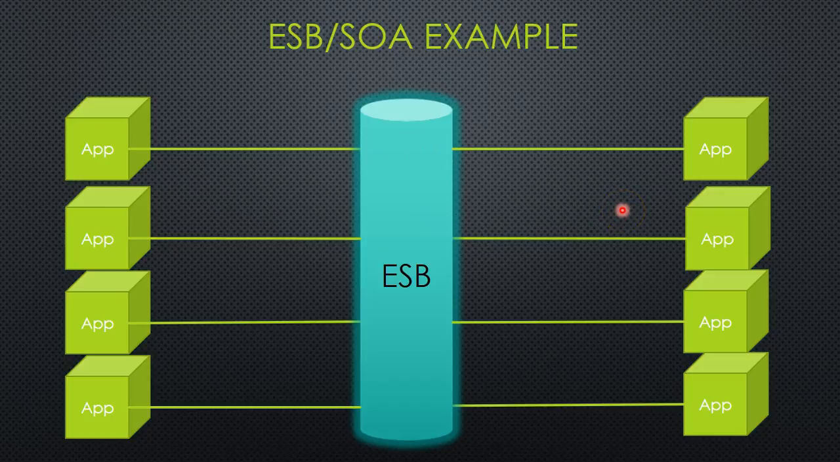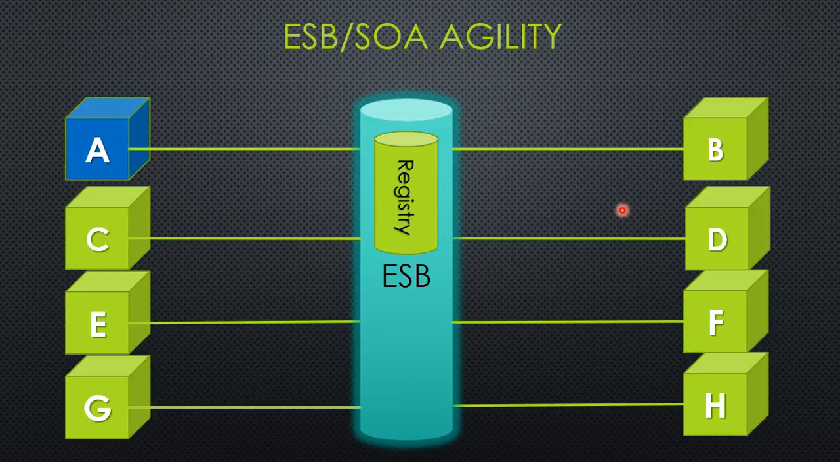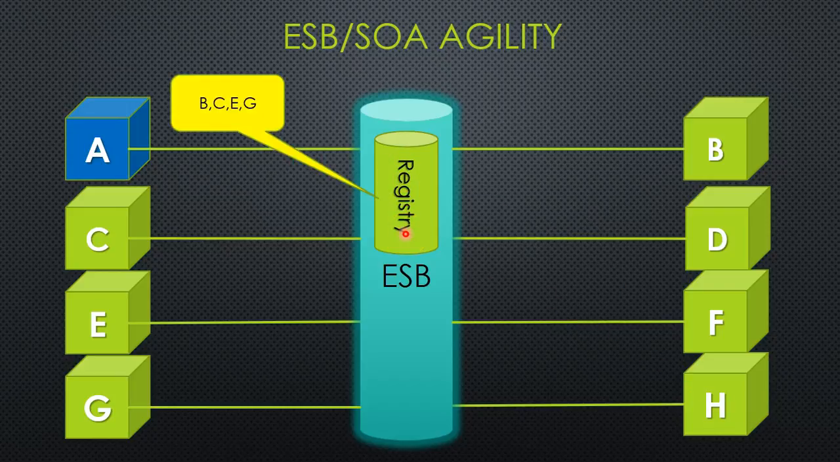So let's take a look at why this makes it more agile. Let's take this application A, and we have a service registry. And the service registry is where we store all of the endpoints for all of the application flows that we might have. So application A raises an event to the ESB. It looks up a service registry and says, what are the endpoints that I need to traverse? And the registry comes back and says, oh, you need to go to B, then C, then E, then G.